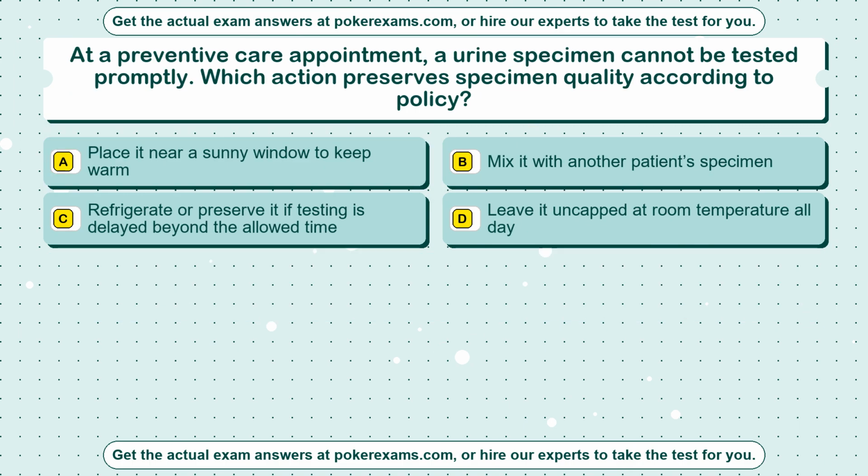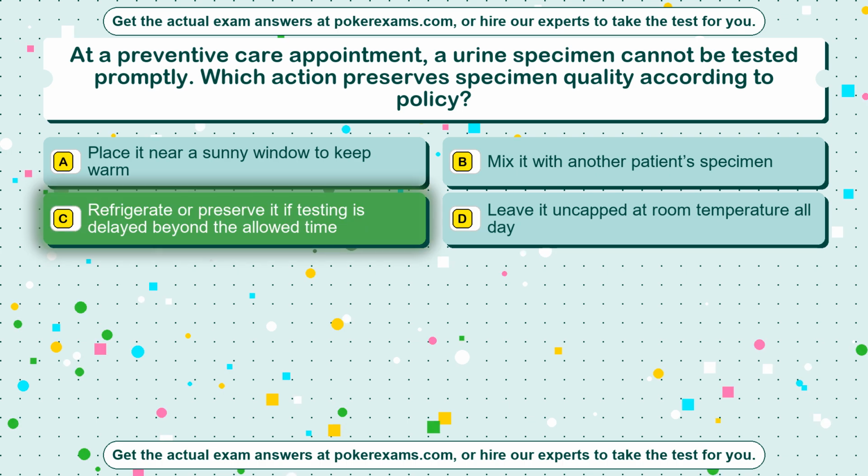Question 10. At a preventive care appointment, a urine specimen cannot be tested promptly. Which action preserves specimen quality according to policy? Option A. Place it near a sunny window to keep warm. Option B. Mix it with another patient's specimen. Option C. Refrigerate or preserve it if testing is delayed beyond the allowed time. Option D. Leave it uncapped at room temperature all day.